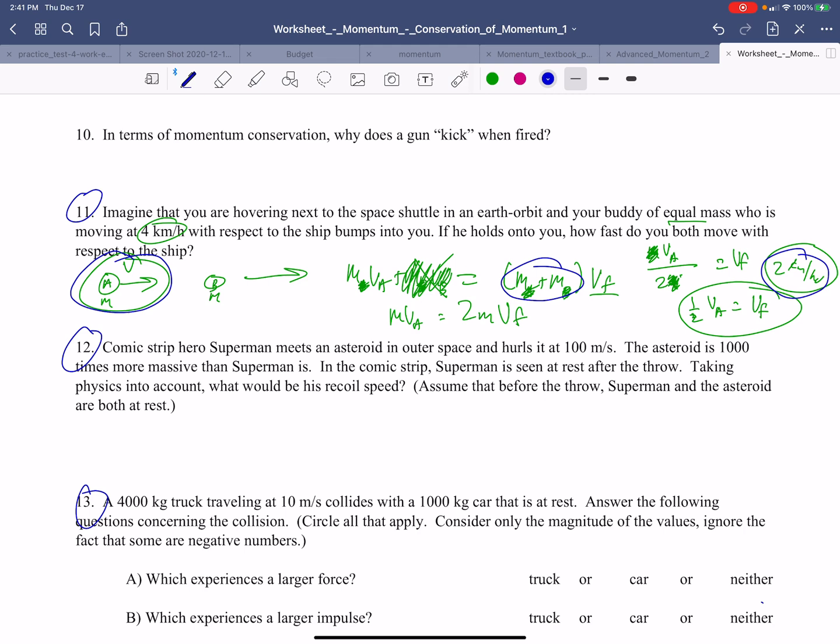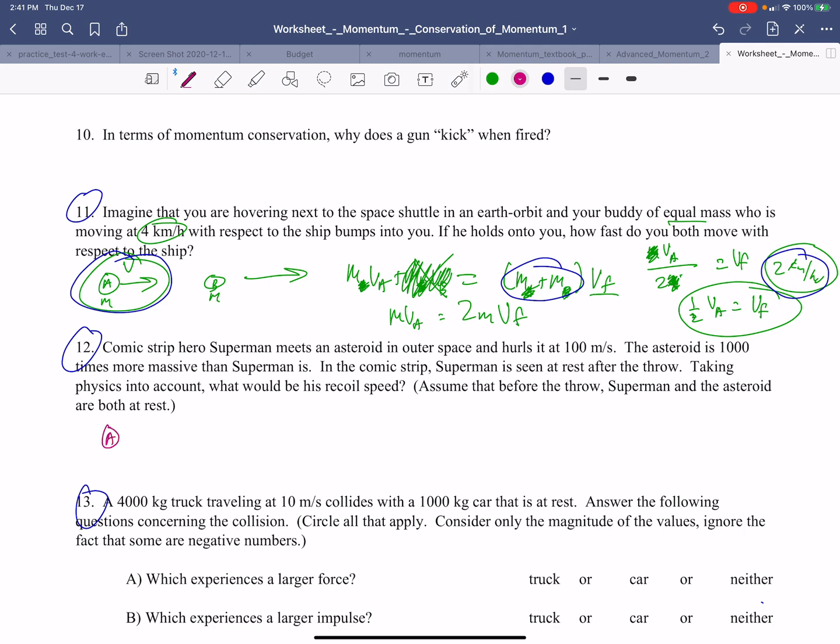Sorry, honey. So comic strip hero Superman meets an asteroid in outer space and hurls it at 100 meters per second. The asteroid is 1,000 times more massive than Superman is. What should his recoil speed be? Okay, assume that they're both at rest.